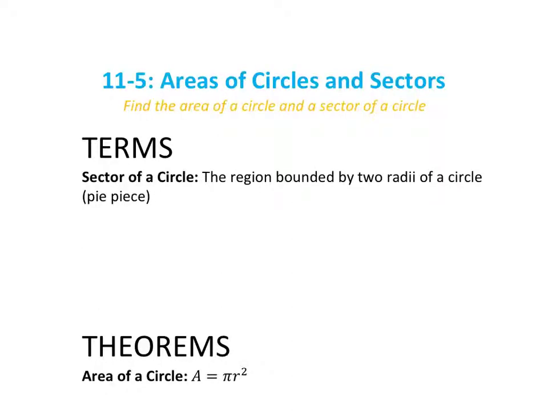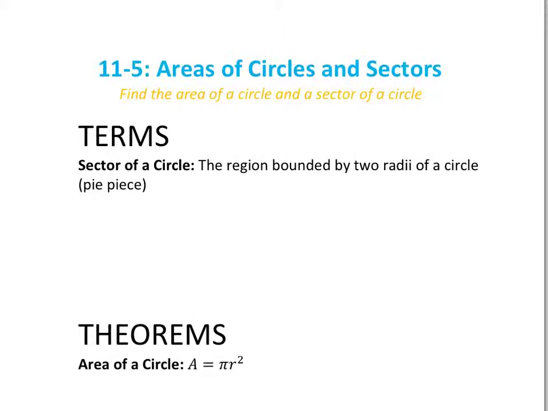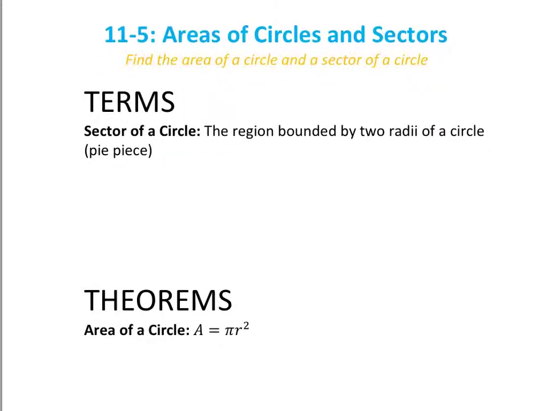So in 11.5, we're doing pretty much the same thing as we just did in 11.4, but instead of working with circumference and arc length, we're going to work with area and sector. Okay, so a term here that's important is the sector of a circle. All right, it's just basically a pie piece of a circle.